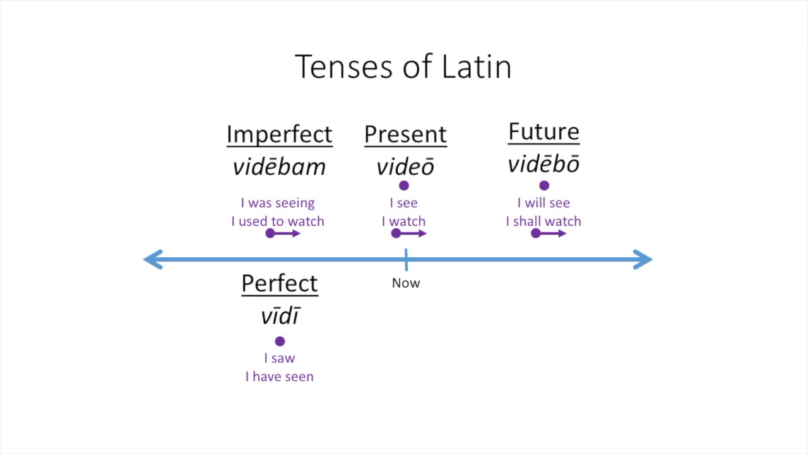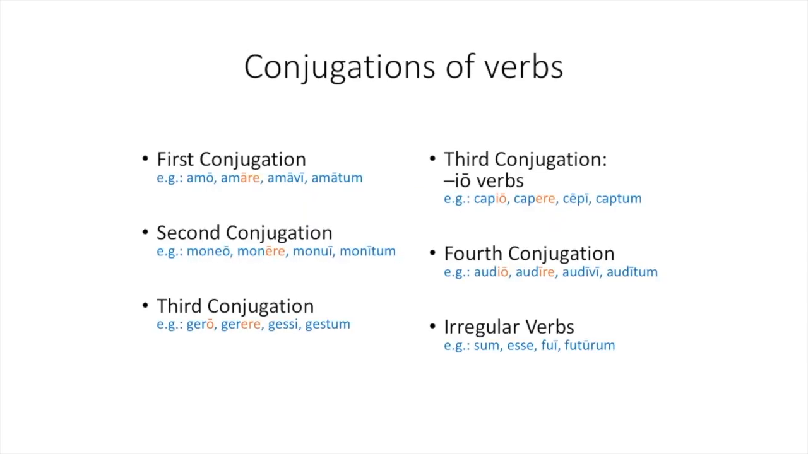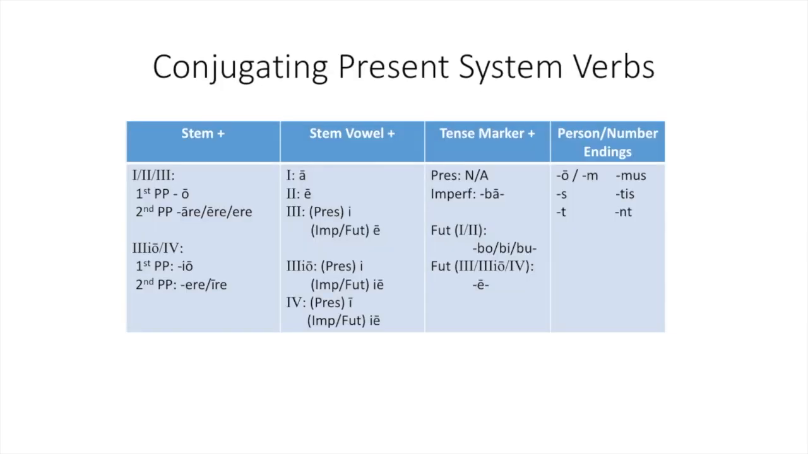So let's quickly review a little bit about how to form those first three tenses, the imperfect, present, and future tenses. Those three tenses are called the present system of tenses. So for the present system of tenses, you needed to know what conjugation of verbs each verb was as you conjugated it or created its forms. And you identified the conjugation of verbs from the second principal part. And then that told you the stem vowel to use for each tense. And the tense was indicated by a tense marker. And then these three tenses followed the same basic person and number endings.